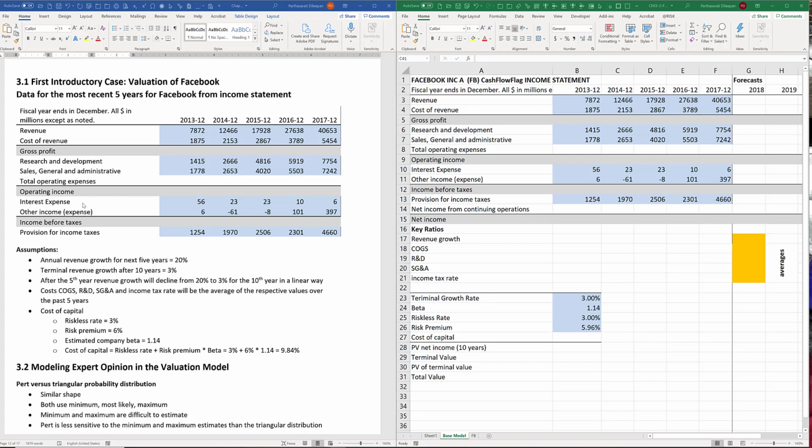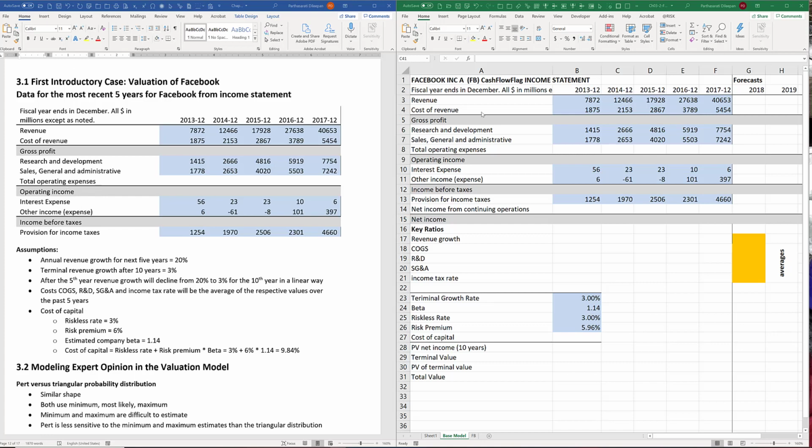And then you subtract interest expense and other income, and then finally you get income before taxes. After that, you have provision for income tax. Subtract that, then you get your net income after taxes. Okay, so let's set this part of the model up, and then we will go ahead with what other assumptions we're going to be making.